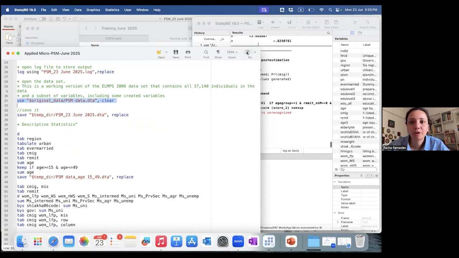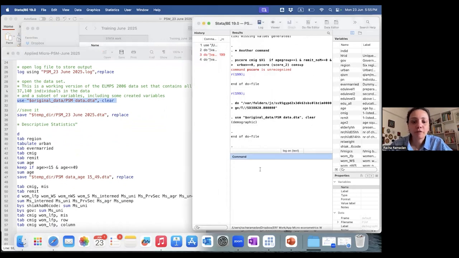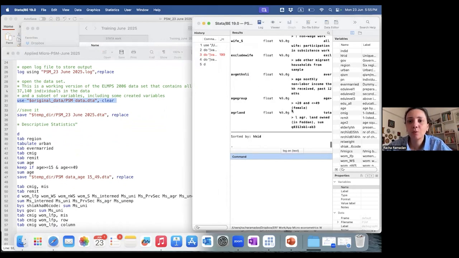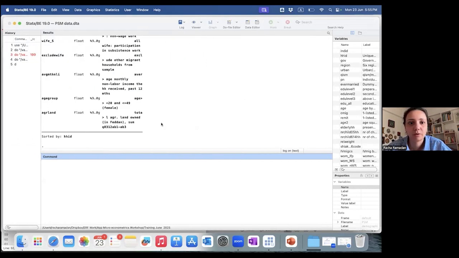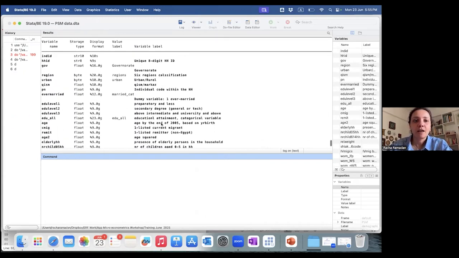Here is the data we will use. As I mentioned, it is a part of the ELMPS data. Let me make this larger, sorry for that. Here we have the individual's household identifier. We have the governorate. We have also the 6 regions of Egypt: Upper Rural, Upper Urban, Lower Rural, Lower Urban, and Metropolitan.